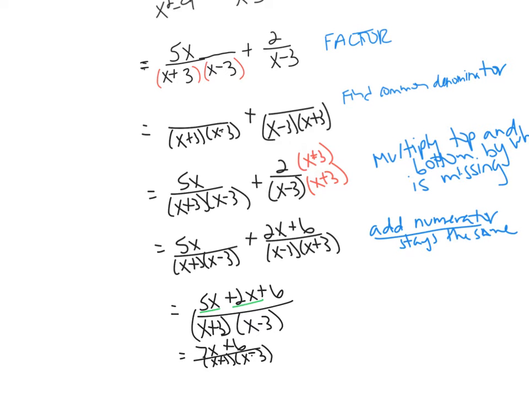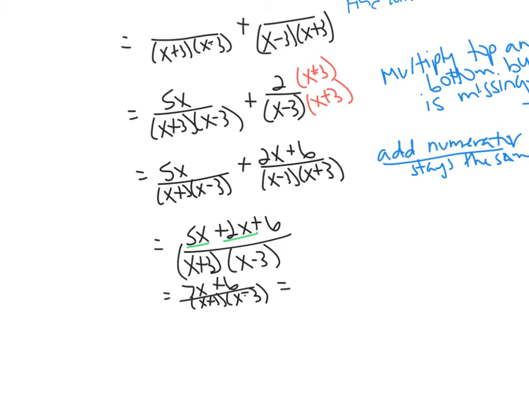What we could do is we could FOIL the denominator if we wanted to, since I can't distribute anything. Or you can draw a 2 by 2 box. So we end up with 7x plus 6 on the top and x squared. Your outer and your inner are going to cancel because it's going to be a difference of squares. You're going to end up with x squared minus 9.